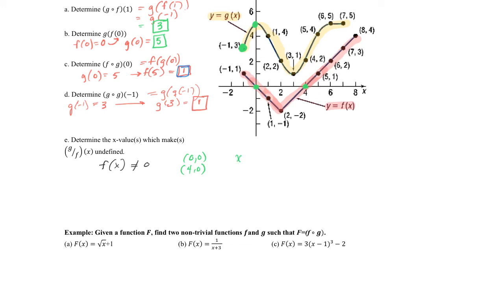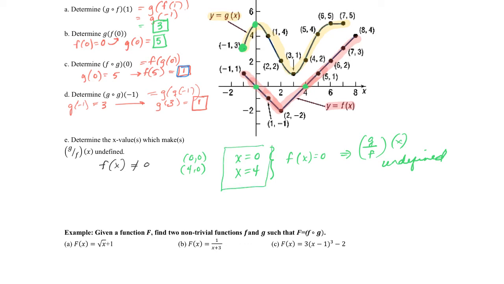So what that means is when x equals 0 and when x equals 4, in both of those cases, we know that f of x equals 0, and then that means that g divided by f of x would be undefined. Okay, so your answer is when x equals 0 and when x equals 4. All right, so moving on along.